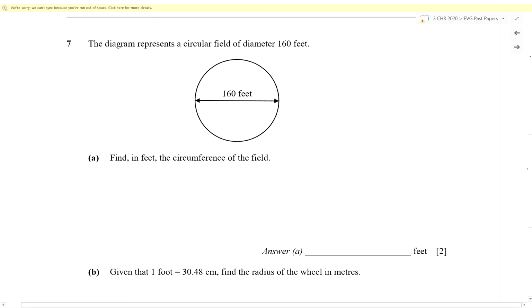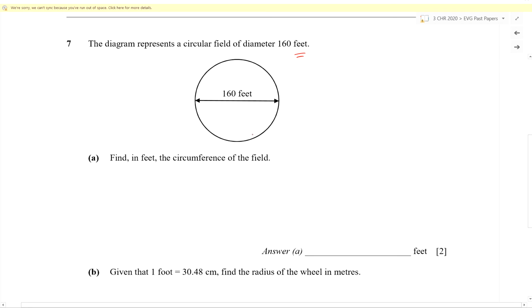Okay, now we have a circular field diameter 160 feet. Feet is another unit of measurement for distance used in US and some other countries. But we use meters and centimeters and kilometers over here. So they want to find in feet the circumference of the field.